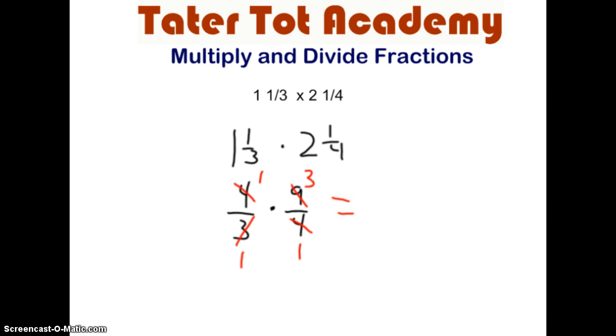And as we multiply across the top and bottom now, I have 3 over 1. And as we said a second ago, we don't leave anything over 1. So that whole answer is 3.